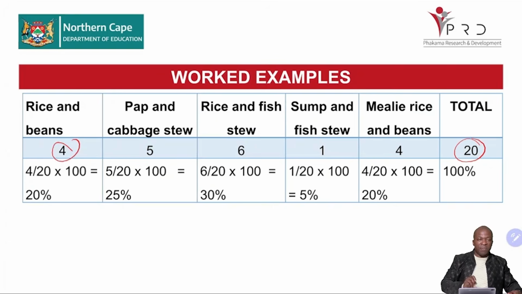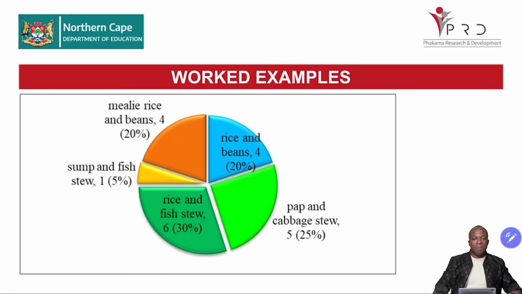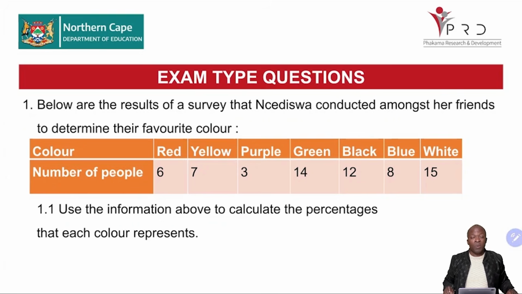Then you take each value, divide by the total, multiply by 100. Once you're able to do that, the examiner then draws a pie chart like what you are seeing on the screen, and they begin to ask you questions. So you have to get yourself ready to answer questions based on the pie chart that you are going to find. They have given us another example here: various colors and the number of people who prefer those colors. The examiner is saying we should use this information to find out how many people took part in the survey.